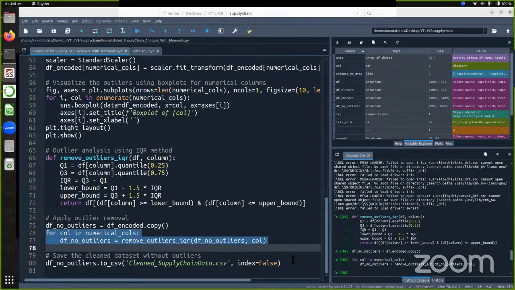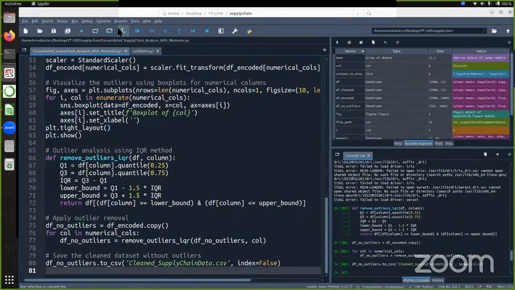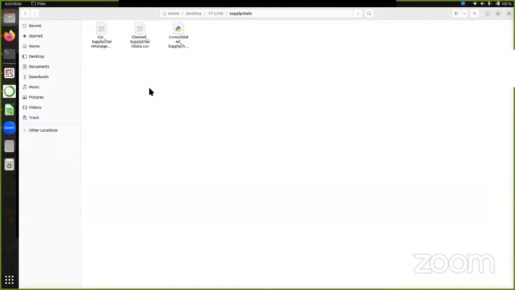And then finally, we will take our clean data and we will save this data. Okay. Now you can obviously go ahead and analyze this data as well. So here we have the supply chain data. What is the name that we have given? Cleaned supply chain data. Okay. And this will take time to open because we have over 3,000 columns that we are doing the analysis on. Okay. So this is how our outlier analysis is going to work.